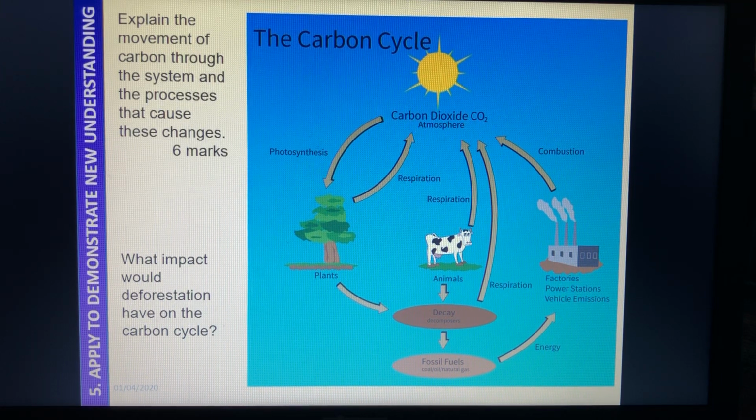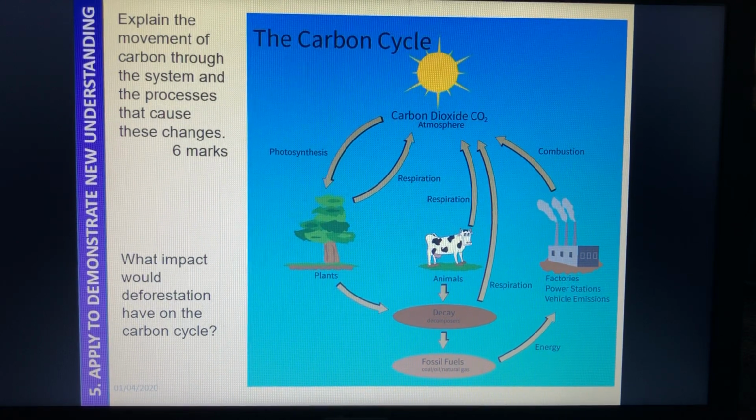Now we've got carbon stored underneath the ground in the form of fossil fuels, and that's kind of trapped there, stored there until we dig it out, and then the energy from that is going to go into our power stations. Okay, so that's the box at the bottom there.